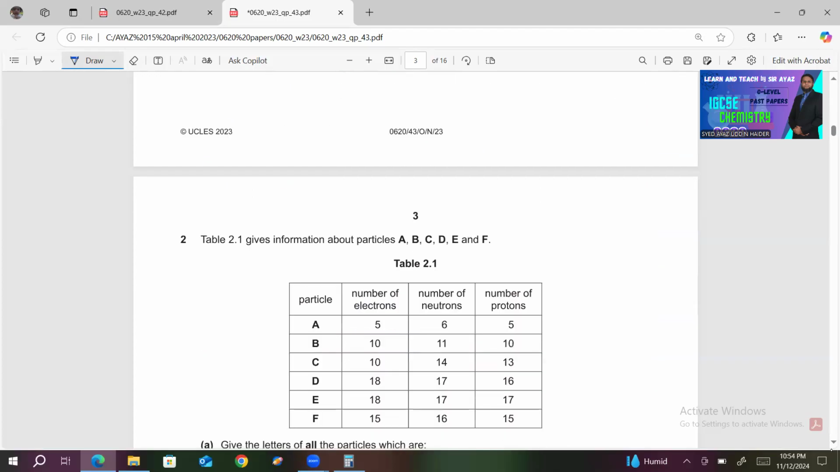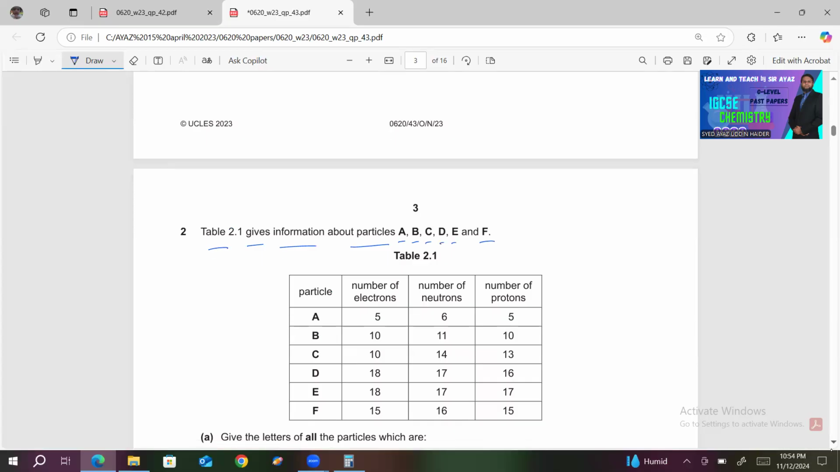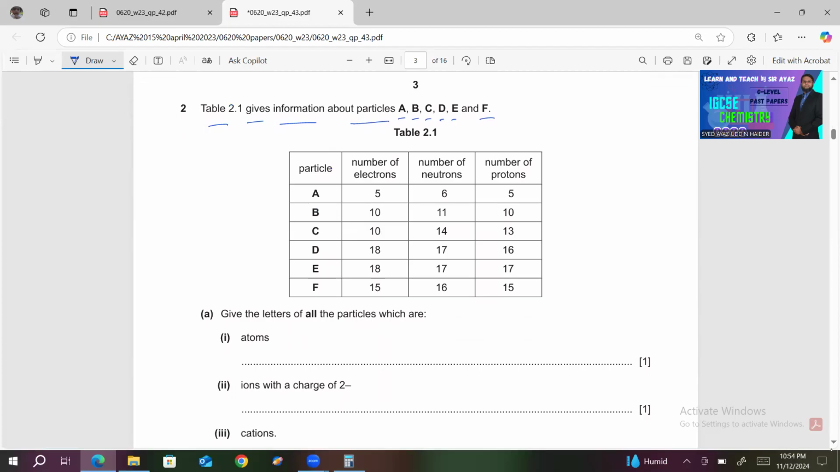Moving to next question, that's question number 2. Table 2.1 gives information about particles A, B, C, D, E, and F. So here's table 2.1. About these particles, they gave us number of electrons, number of neutrons, and number of protons.